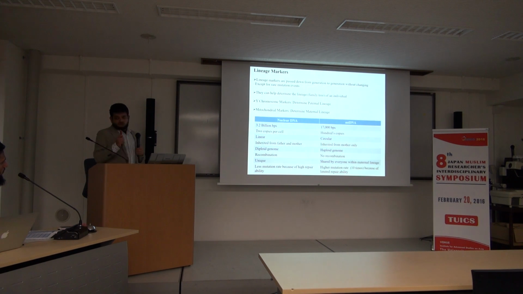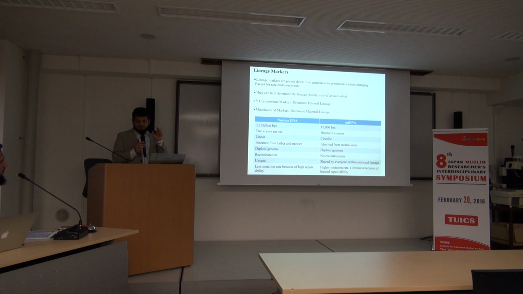These two types of DNA play a role as lineage markers. Lineage markers are passed down from generation to generation without any change, except in exceptional cases of mutation. They can help to determine the family tree of any individual. The Y chromosome normally determines the paternal lineage, and mitochondrial DNA determines the maternal lineage.